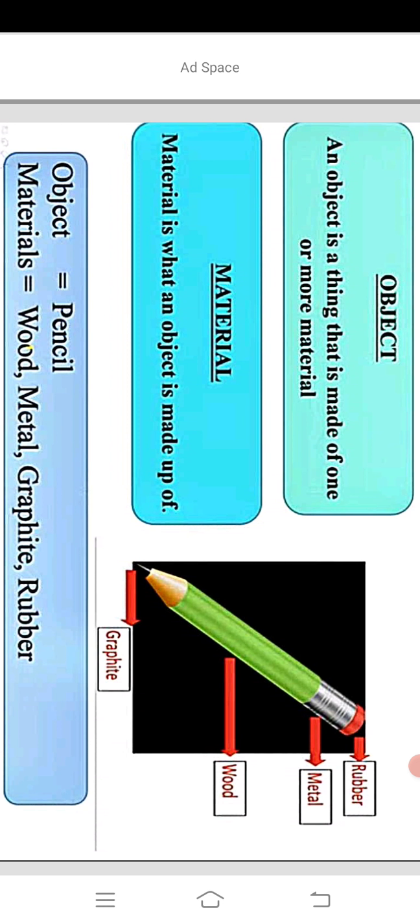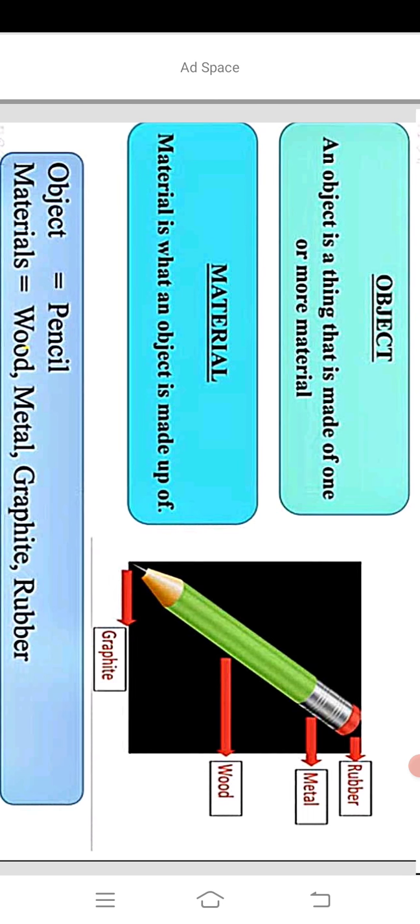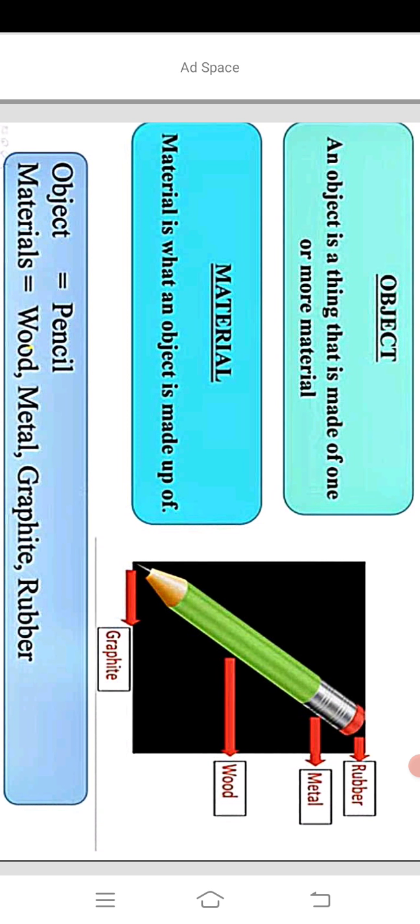Okay, and what is material? Material is what an object is made up of. Okay, so an object is a thing that is made of one or more materials. See that in the example of pencil, graphite, wood, metal, rubber are used to make this object, that is pencil. So this graphite, wood, metal, rubber are material and this pencil is an object.